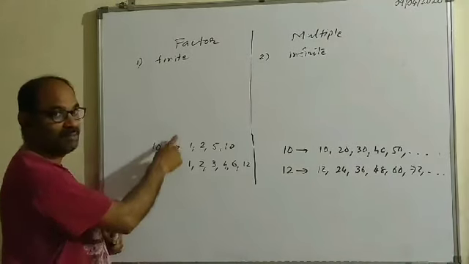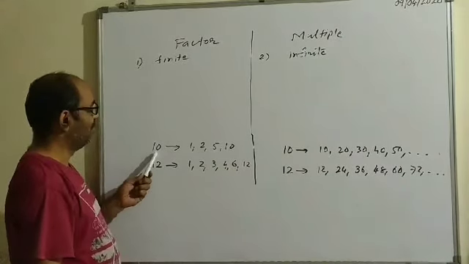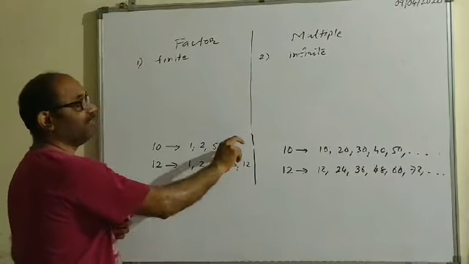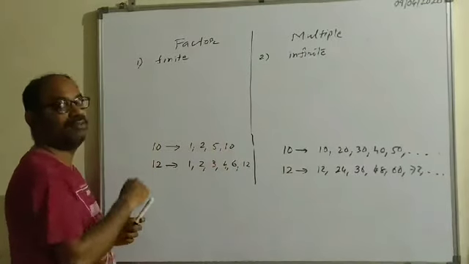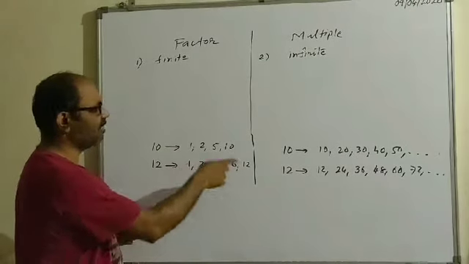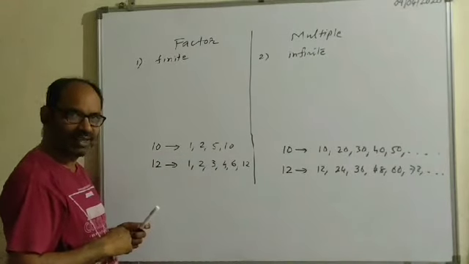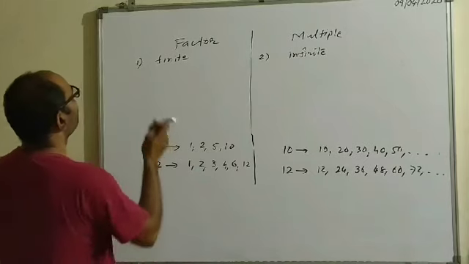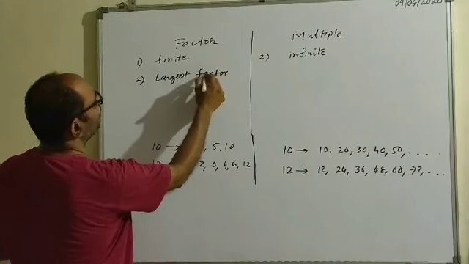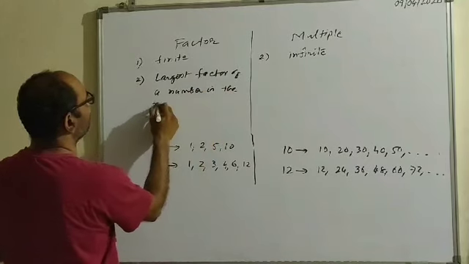1 is a factor of all numbers. Can you see that? And the number itself is also a factor of that number. 10 is a factor of 10. 12 is a factor of 12. Amongst the finite factors, the largest one is the number itself. Which is the largest factor of 10? 10, which is the number itself. Which is the largest factor of 12? 12, which is the number itself. So the second point: the largest factor of a number is the number itself.